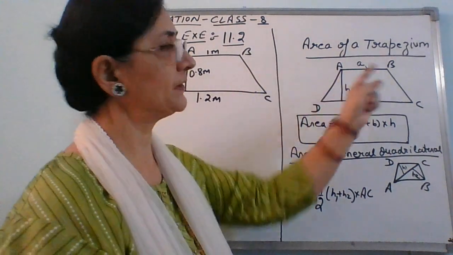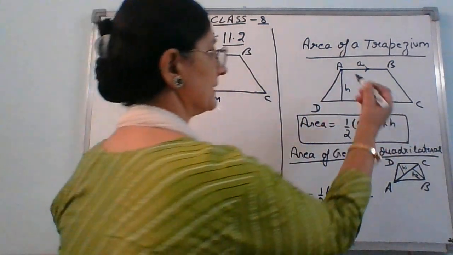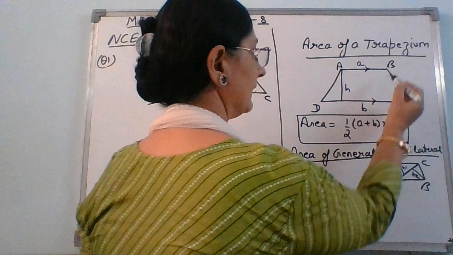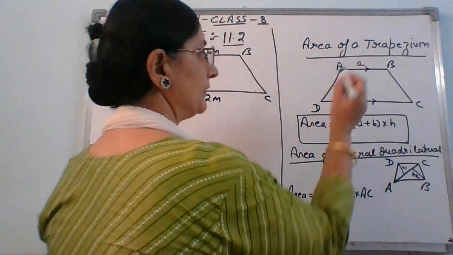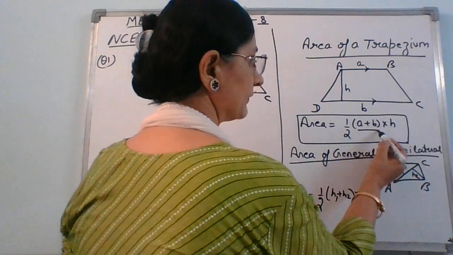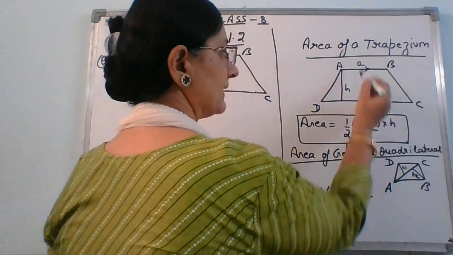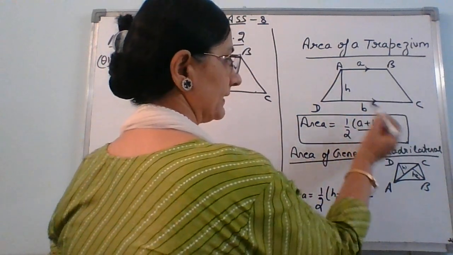This is the area of a trapezium. What is a trapezium? In a trapezium, one pair of sides is parallel, the other pair is not parallel. There is a height also, right? So the area of a trapezium is half the sum of the parallel sides. These are the parallel sides. You will add the sides and multiply by the height.